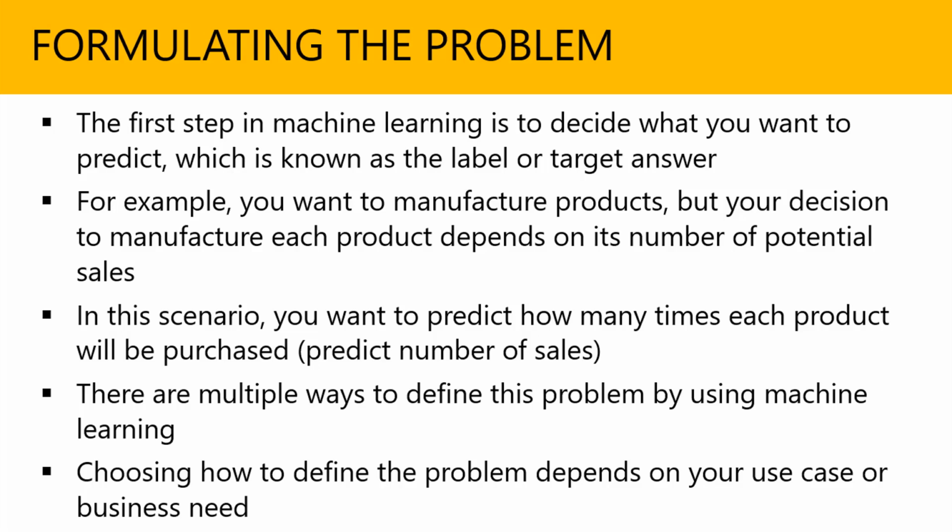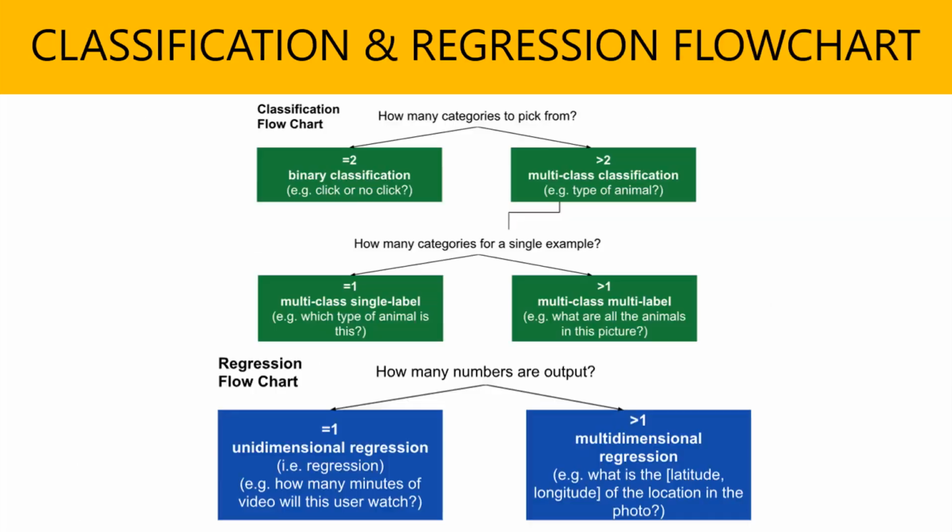But this is how you would actually begin to formulate the problem. Let me give you an example, a couple of different flowcharts, classification algorithm versus regression, right? So in the classification flowchart, you would simply pick how many categories to pick from. A binary classification simply means 0 or 1, or 2, okay? So either it's click or no click, yes or no, true or false. If the categories are greater than 2, then you will apply the multi-class classification.